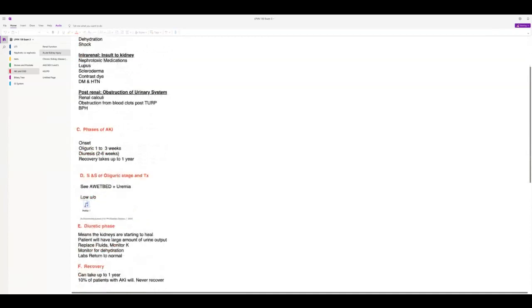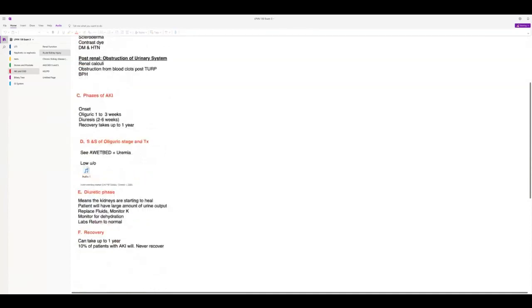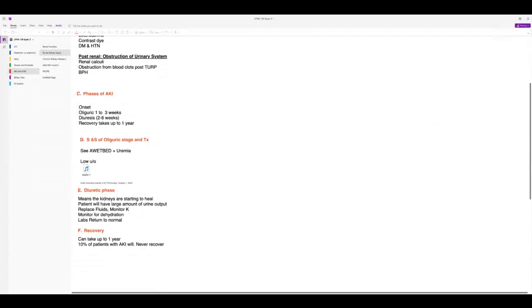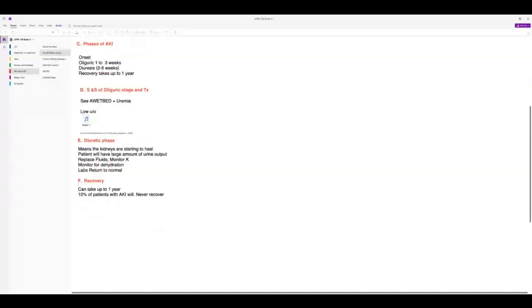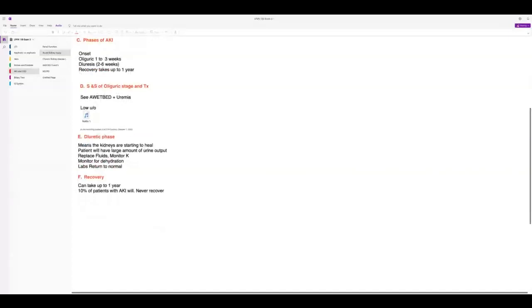Phases: you have your onset, and you have your oliguric stage, which is 1 to 3 weeks. You don't have to remember this part, but you do need to know the signs and symptoms of the oliguric stage and the treatment. The symptoms are going to be the same as uremia. When the kidneys start getting better, they get so excited they diurese like 10 liters a day. So you're going to have to replace fluids and monitor potassium.